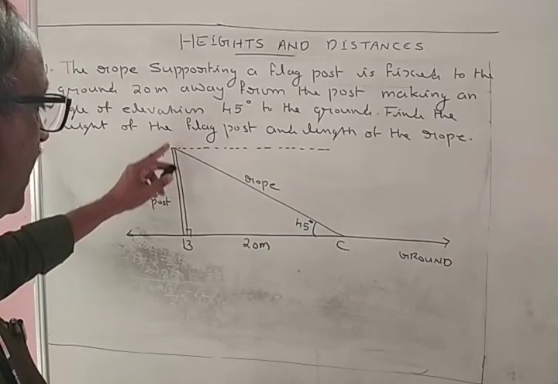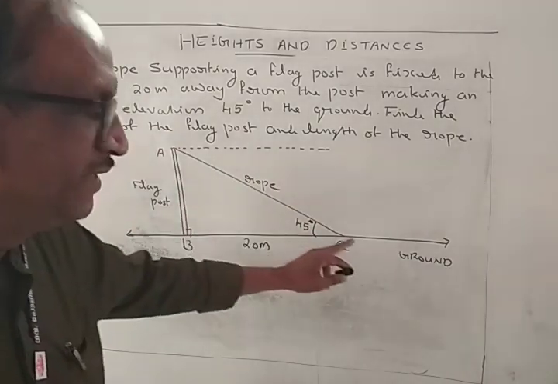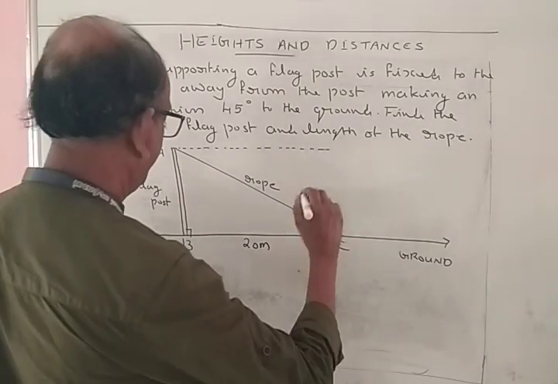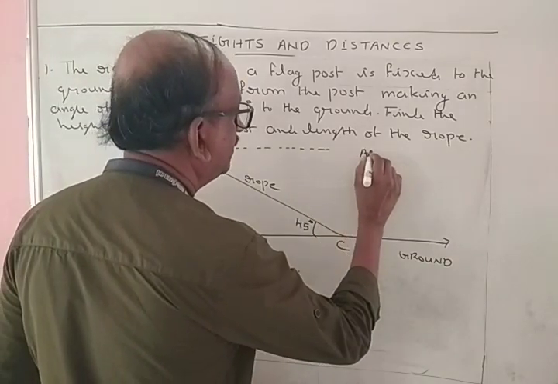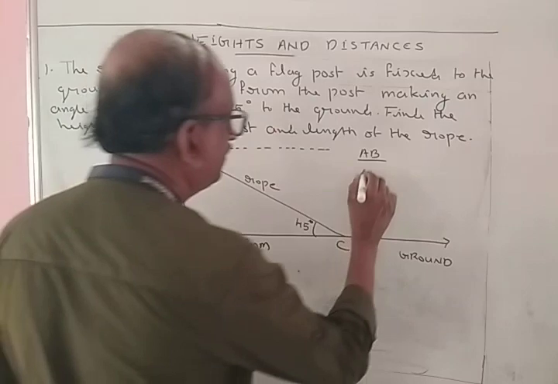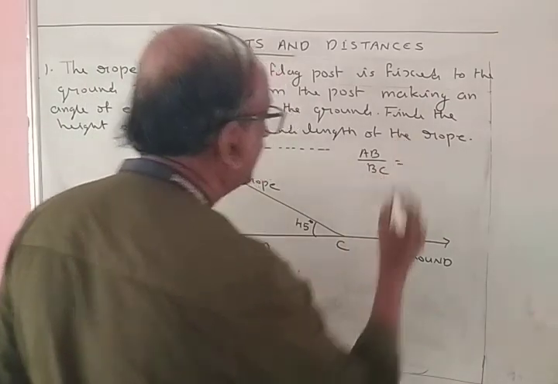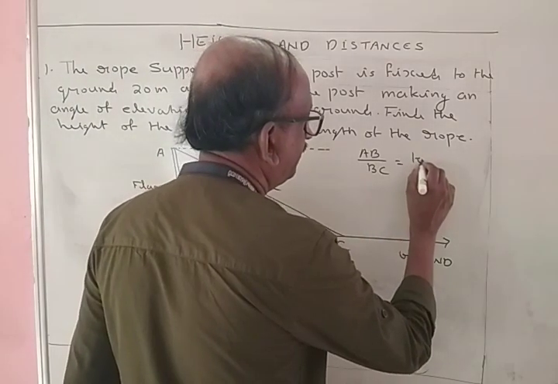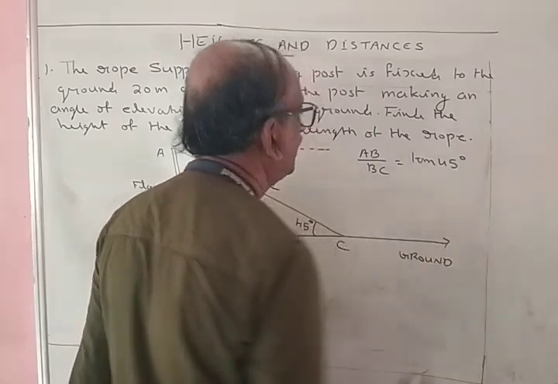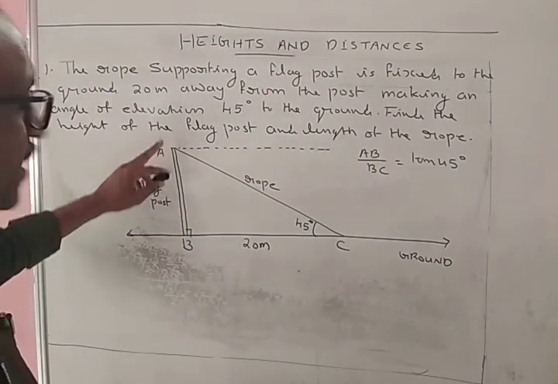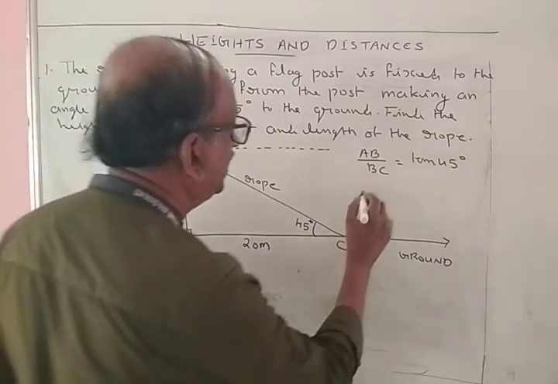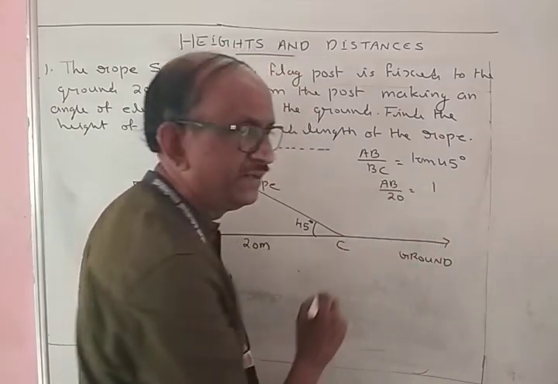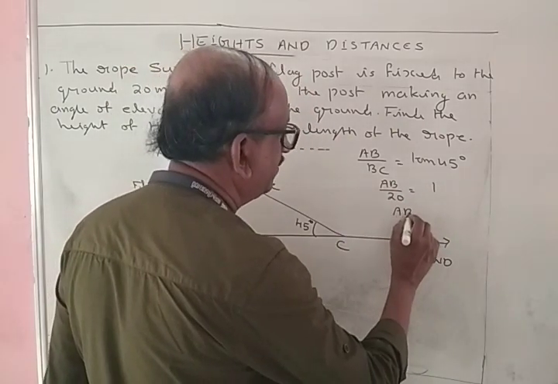We have to find the height of the flag post AB and the length of the rope AC using trigonometric ratios. Here AB by BC is equal to opposite side by adjacent side, which is equal to tan 45. AB is the unknown quantity and BC is 20. AB by 20 is equal to tan 45, which is 1. Cross multiply, AB is equal to 20 meter.